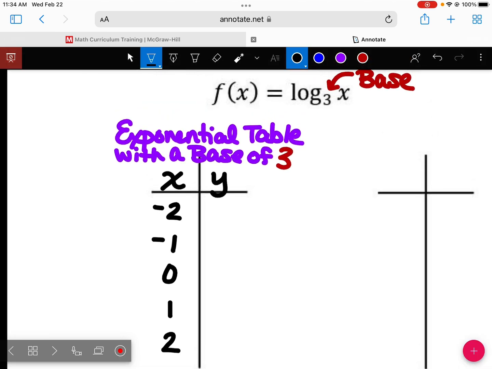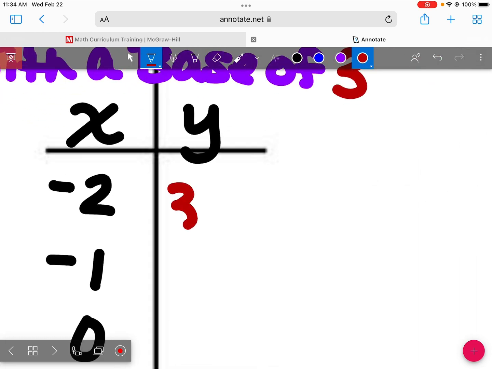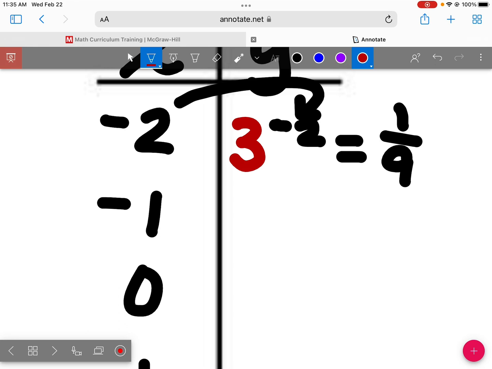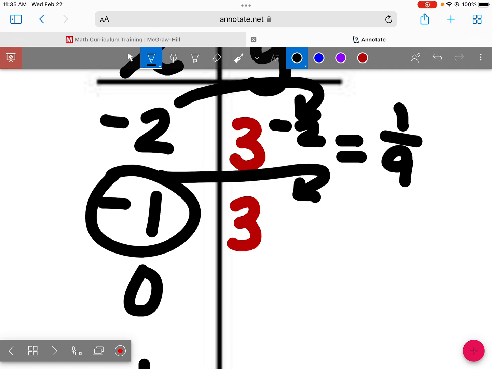To get the y's, I need to use my base, 3, and it's going to be to the power of the x. So what is 3 to the -2 power? 1/9. And then we do it with the next number. Same base, base of my log, to the power of this x. What is 3 to the power of -1? 1/3.